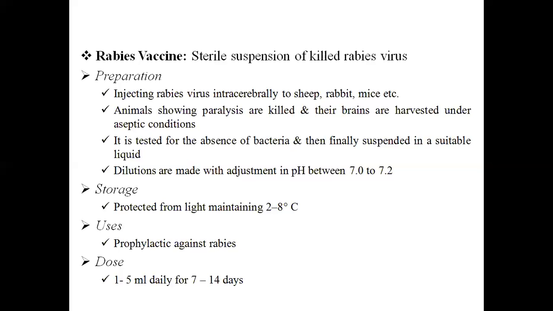Dose of rabies vaccines are 1 to 5 ml daily for around 7 to 14 days according to the site and the severity of the bite and the risk of exposure to infection. Generally, it is given by subcutaneous injection.